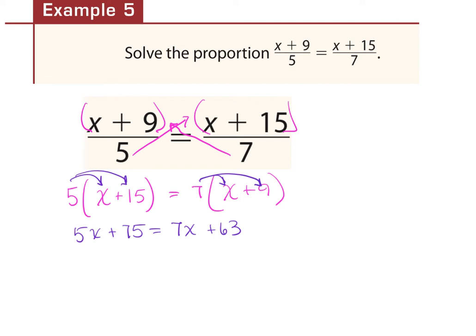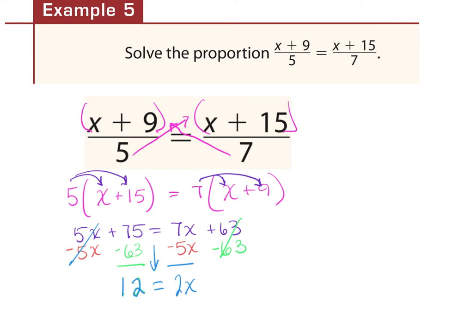So now I'm ready to move my variables and move my numbers. Move all your variables to one side. So if I subtract the 5x, I need to do it on both sides. It will cancel here. It will be 2x here. If I moved those over to the right, that means I need to move my numbers over to the left. So I'm going to subtract the 63 from both sides, right? And I am going to get 12. So I have 12 equals 2x.